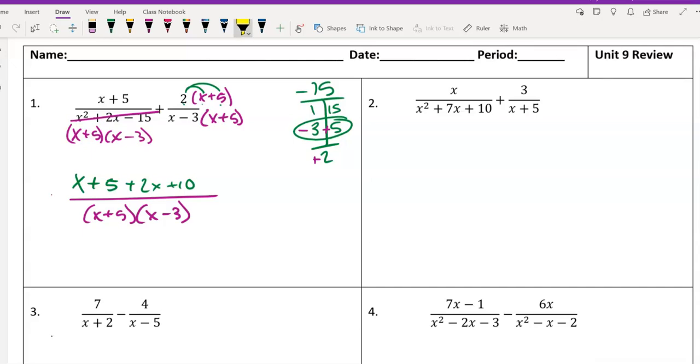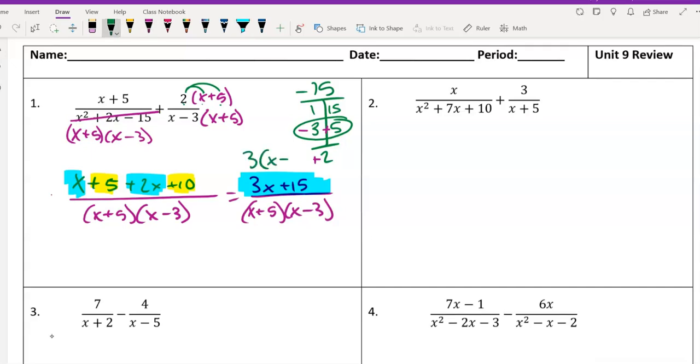Now we need to combine common like terms in the numerator. So we can combine 5 and 10, and we can combine x and 2x. X plus 2x is 3x, and 5 plus 10 is 15. Now, what I see here is that this numerator needs to be factored. 3 and 15 are both divisible by 3. So if we factor out a 3, we will be left with 3 times x plus 5. Now, can that factor cancel anything out?